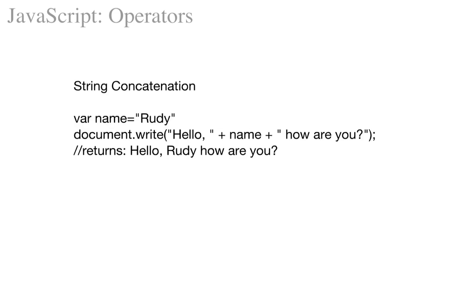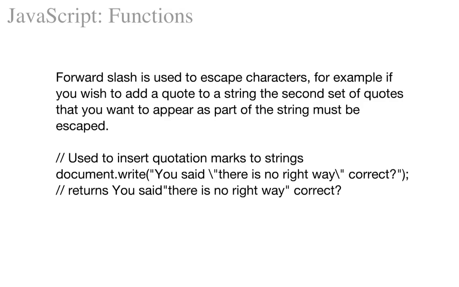String concatenation is the combining of strings. In strings, the backslash is used to escape characters. For example, if you wish to add a quote to a string, the second set of quotes that you want to appear as part of the string must be escaped. So here, the backslash is used to insert quotation marks within a string.